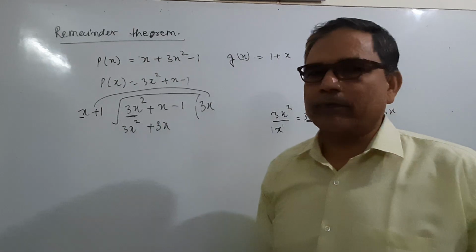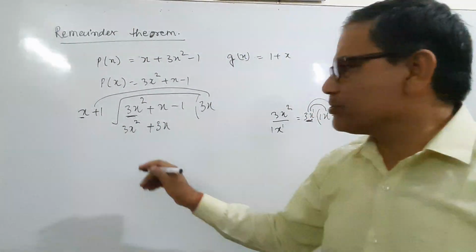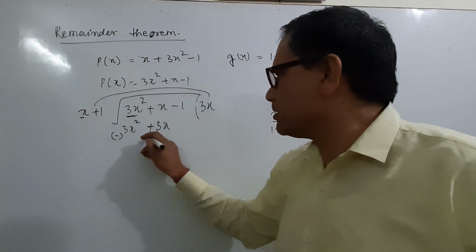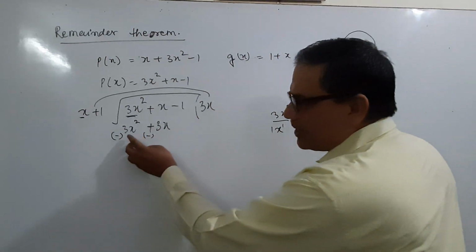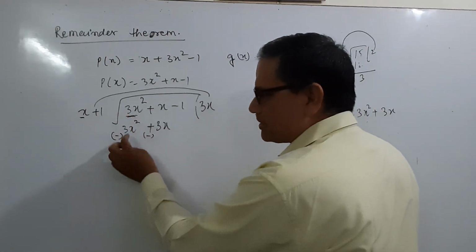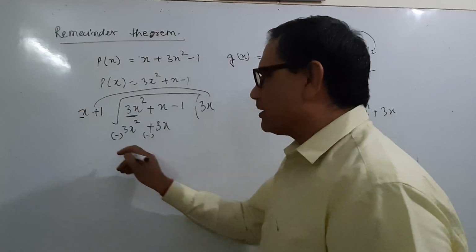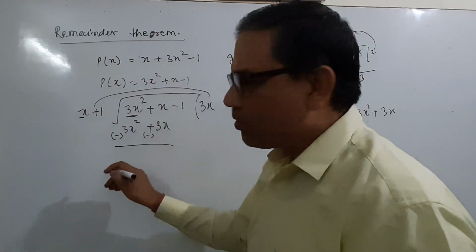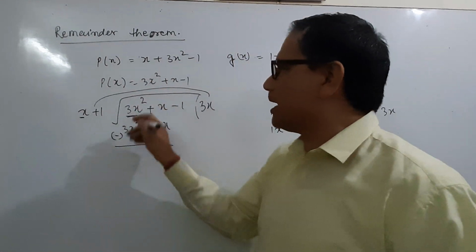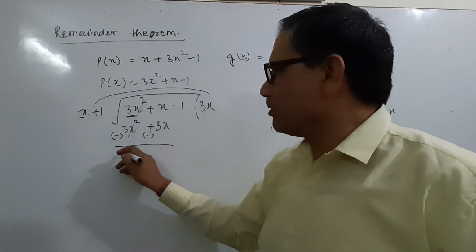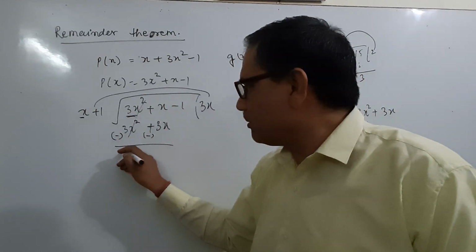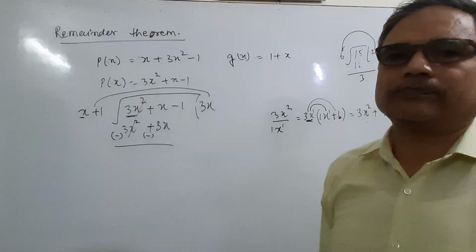Similarly, we have to subtract. For subtraction, what do we do? Sign change. Here is minus, here is plus. Here is plus and minus. Both are the same, so they will cut. Either you can cut or you can put 0.